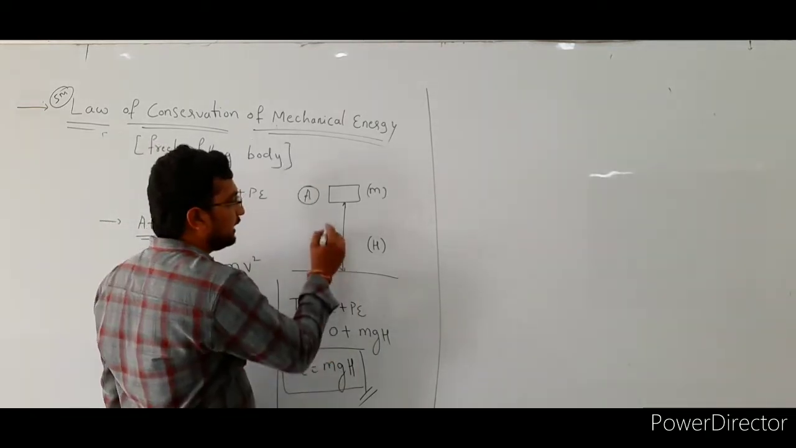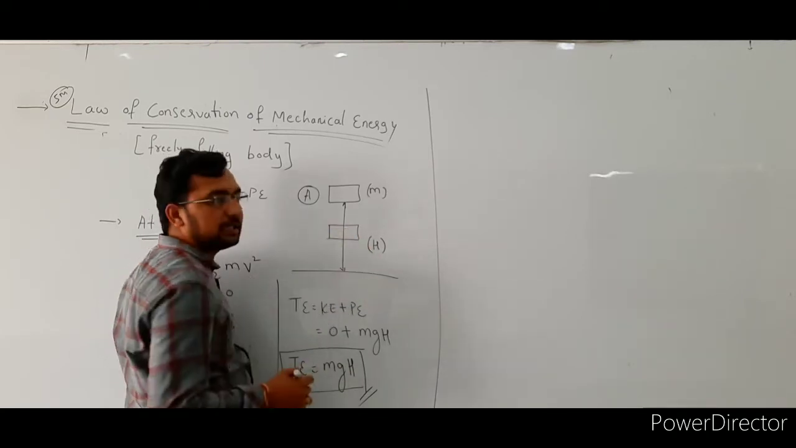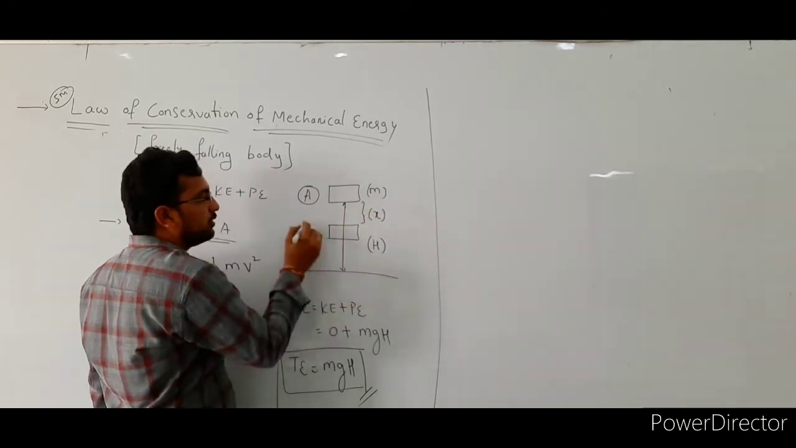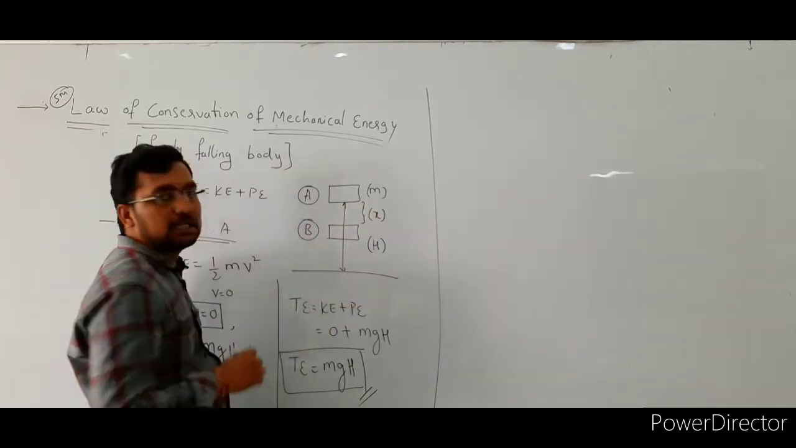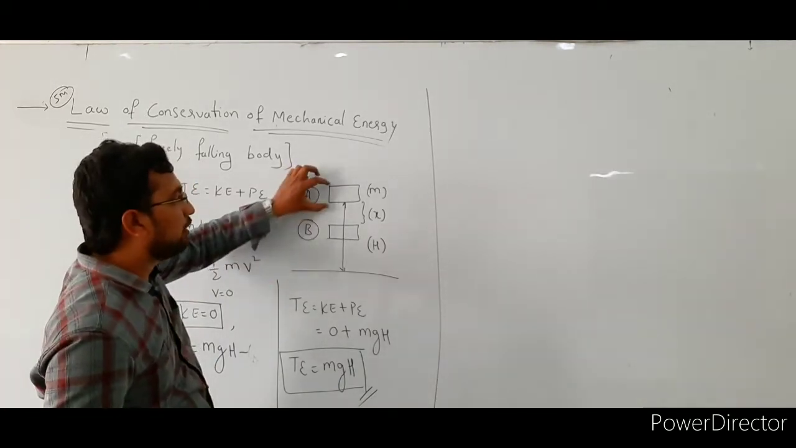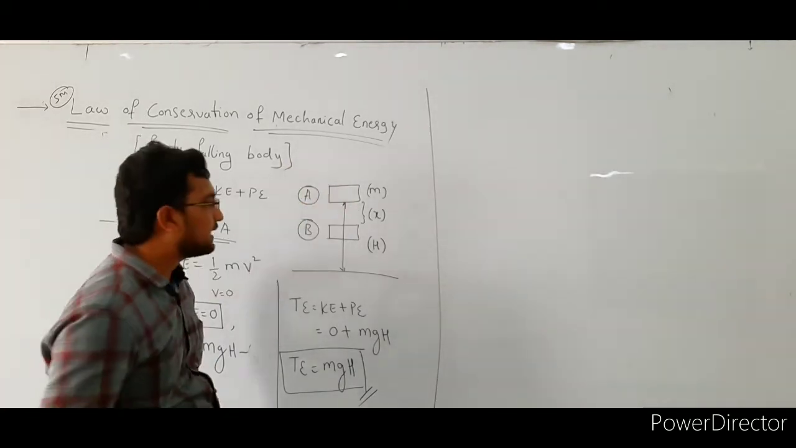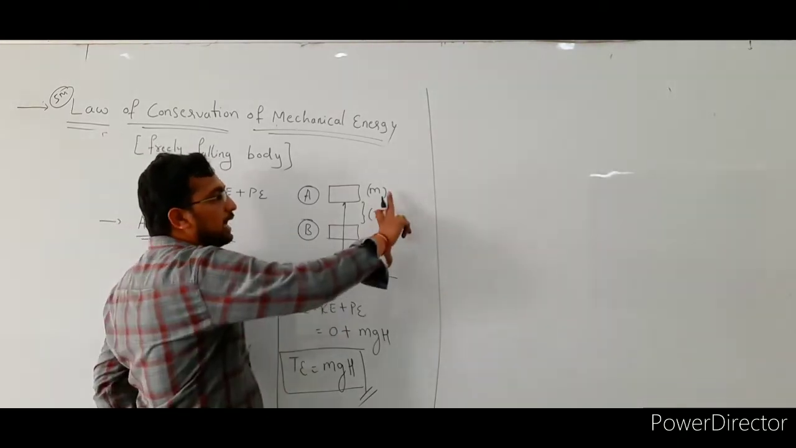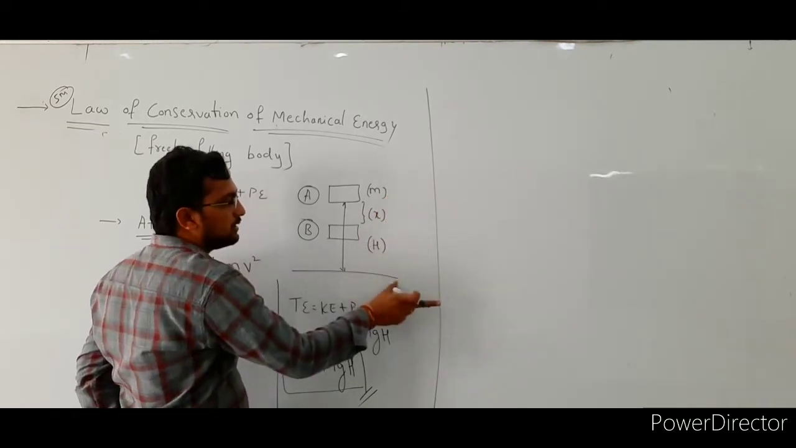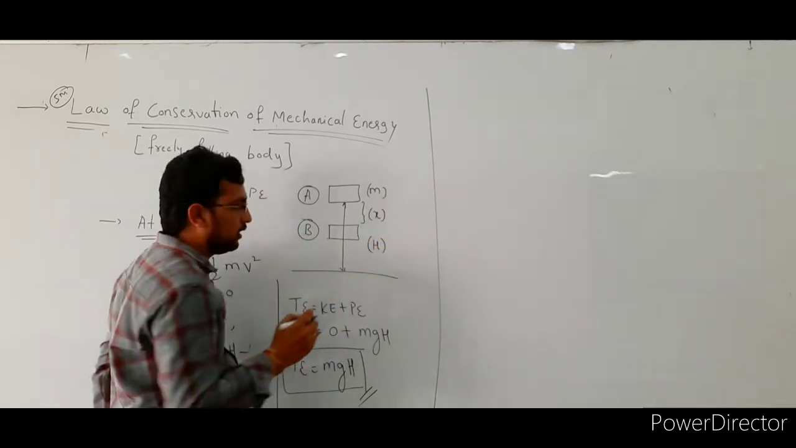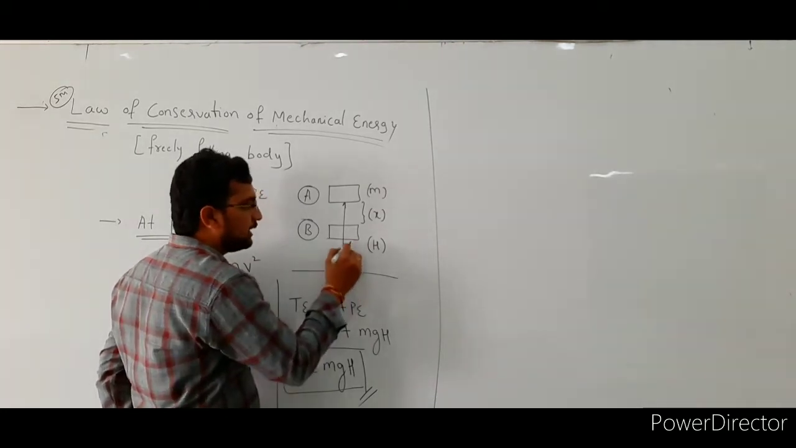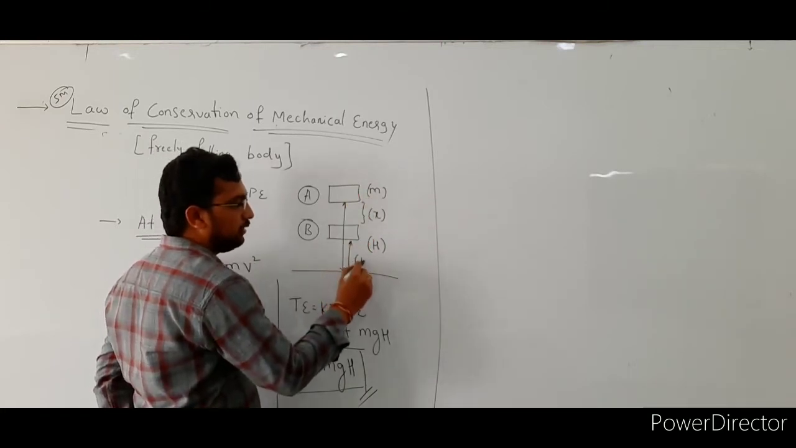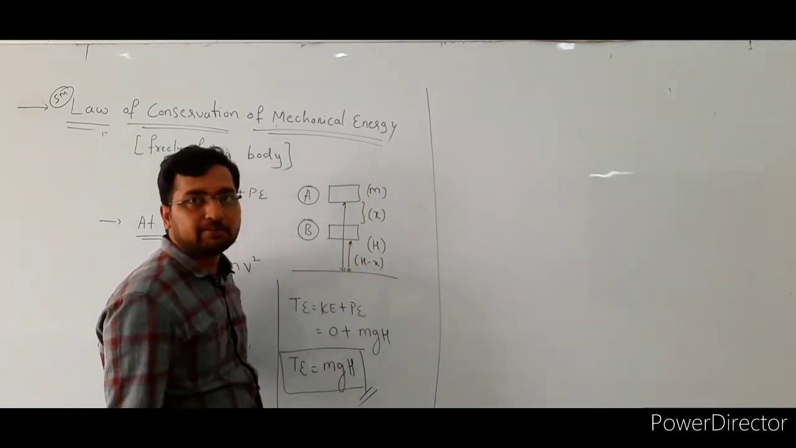After some time the body covers a small distance, that is x. Here we are assuming this is point B. The total height of the body from the surface of the ground to point A is h. The body covers x distance, so the height now becomes h minus x.